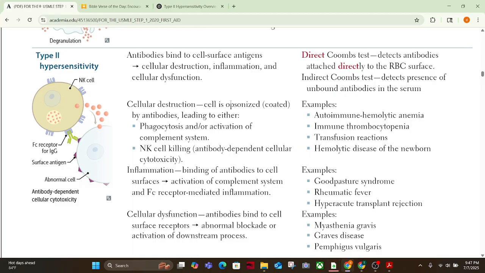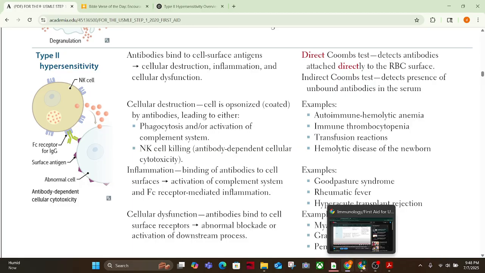So, yes, once the antigen is attached to the cell, this calls in the IgGs to come and wrap around the bee venom, which is the antigen, and then this leads to phagocytosis or activation of the complement system, or it activates the natural killer cells to kill, using the CD16 and release granzymes. So here is what it does.